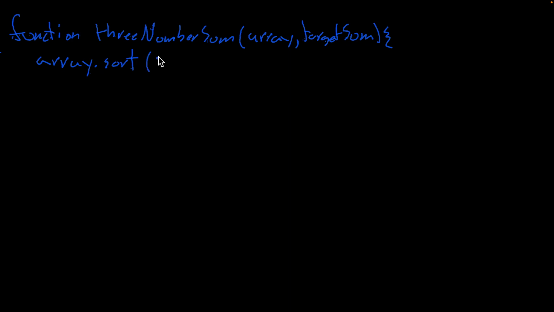and we say A, B, A minus B. We'll explain this here if we have some time after, if it's not too much here. Then we say const triplets equals this empty array. This is what we're going to be pushing to.